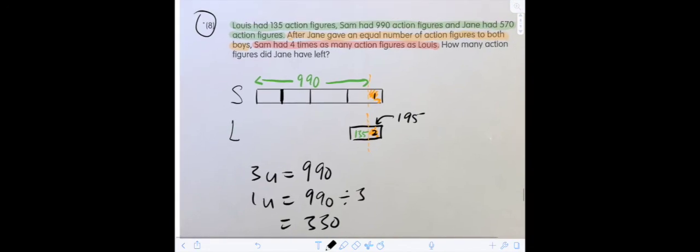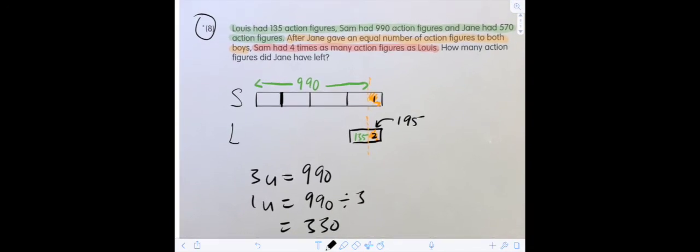Now we have to find how many action figures Jane had left. So now we know how much she gave away. We know how much she had at first, which was 570 on the green portion over here. Let me just circle, 570. So now what we need to do is take the 570 minus what she gave away, and we will get the amount she had left. Jane had 280 left.